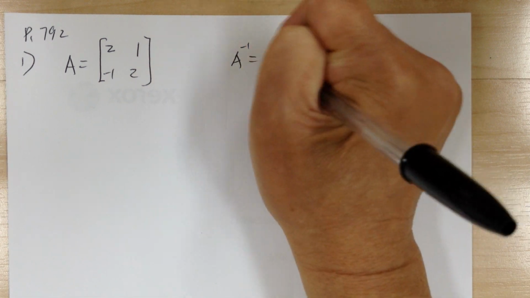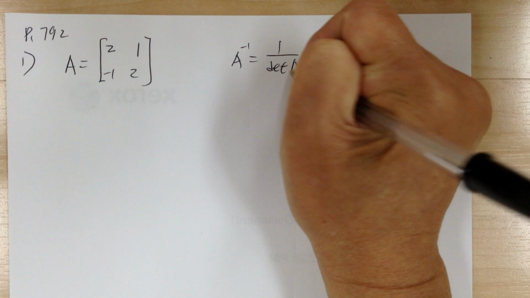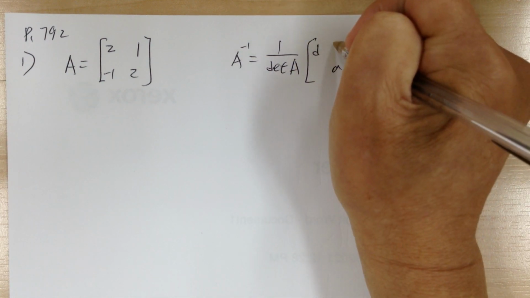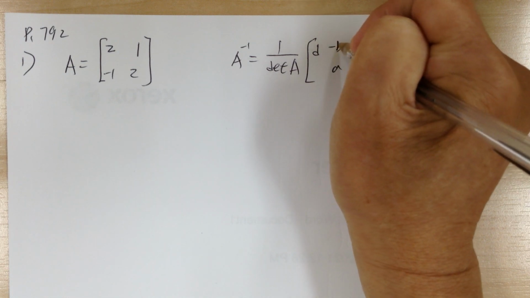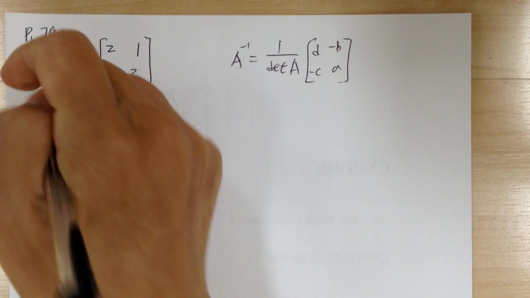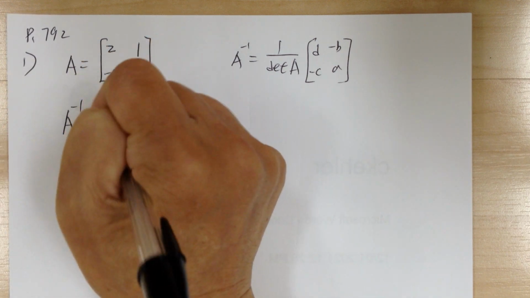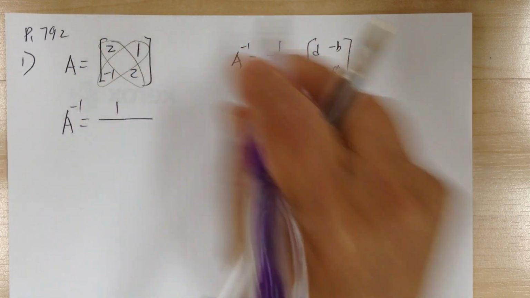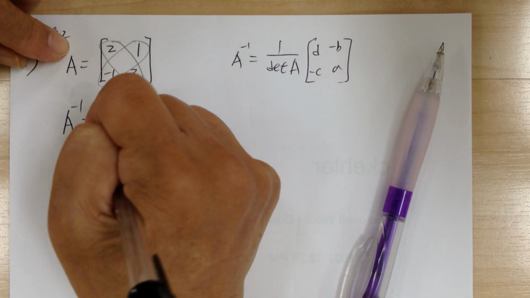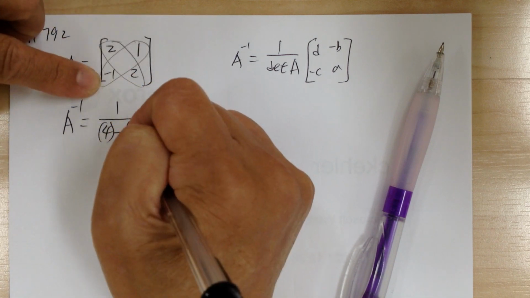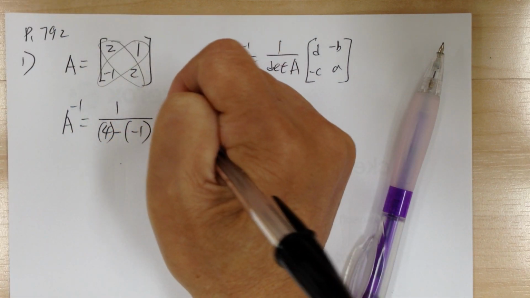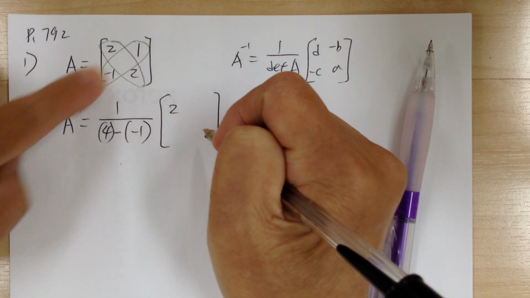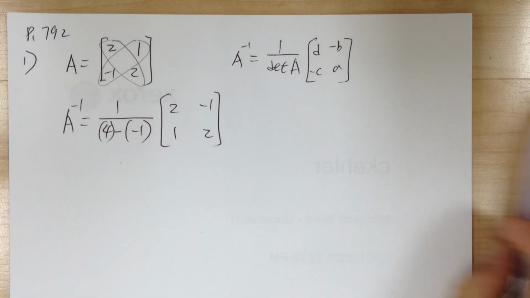The inverse equals 1 over the determinant of A times the matrix with the diagonal switched and the signs changed. So the inverse will equal 1 over det. Again, you have to get your diagonal: this would be 4 minus, this would be negative 1. Then you switch the numbers and change the sign. Now you work it out.